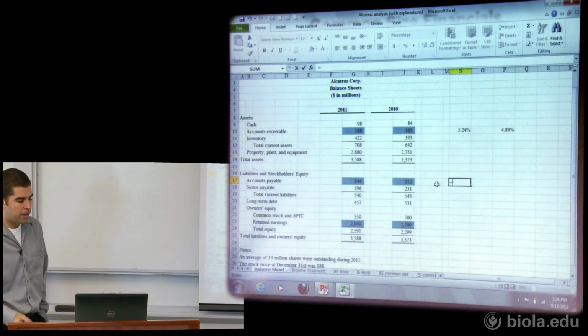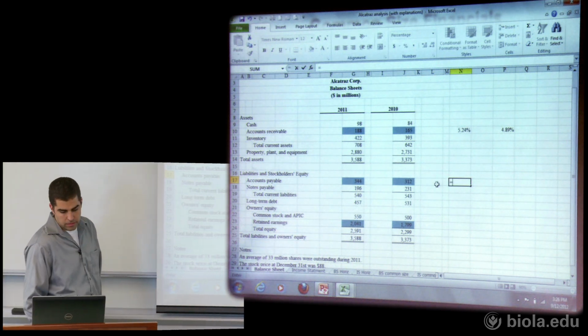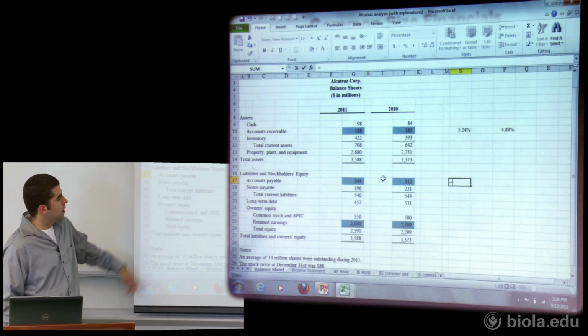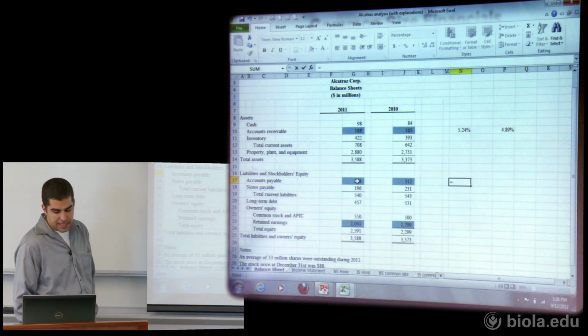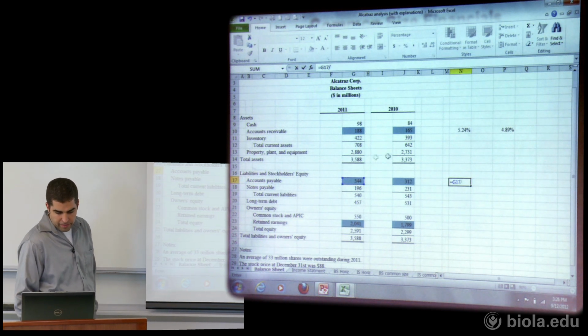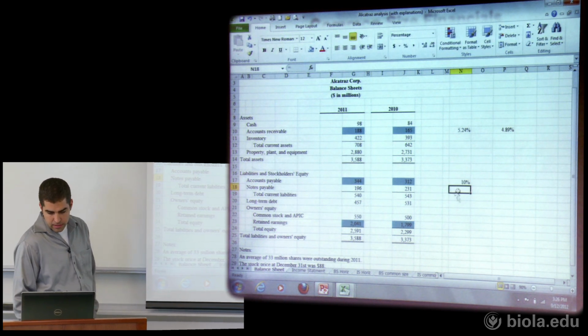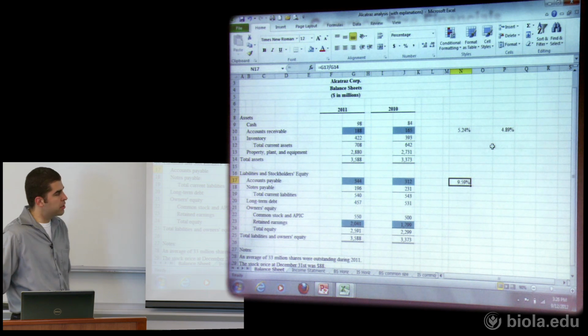Chris, what do you get for accounts payable here? Accounts payable, this one for 2011. What did you come up with? I got 9.6%. 9.6, okay. So if we take that and divide by total assets, it's rounded a little bit. So let's see, 9.59, 9.6%.